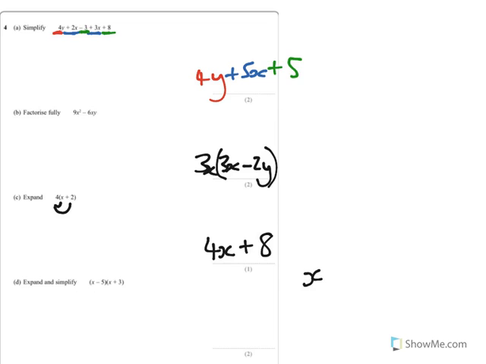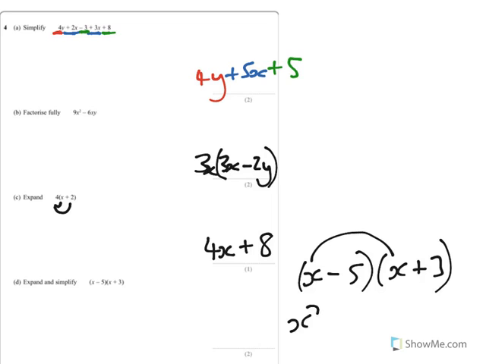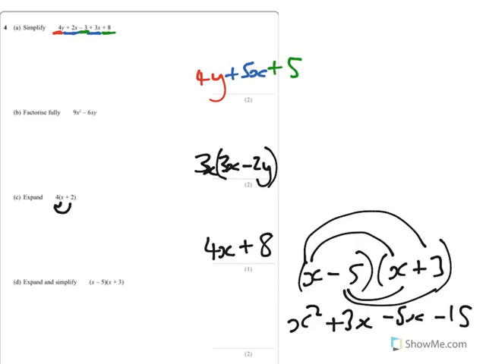And finally, we're asked to expand and simplify (x minus 5)(x plus 3). We need to multiply all the terms together. So we're going to have x squared plus 3x minus 5x minus 15. If we collect all of the like terms, these two are like terms, we're going to have x squared minus 2x, not plus, minus 15.